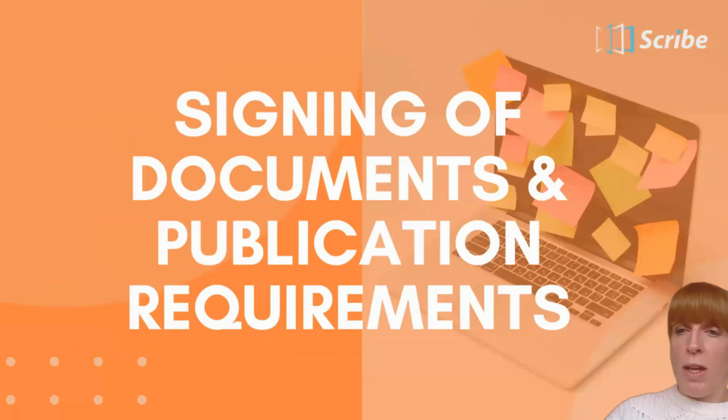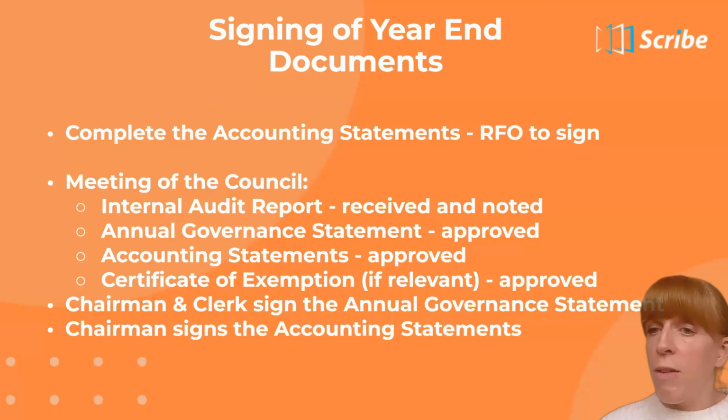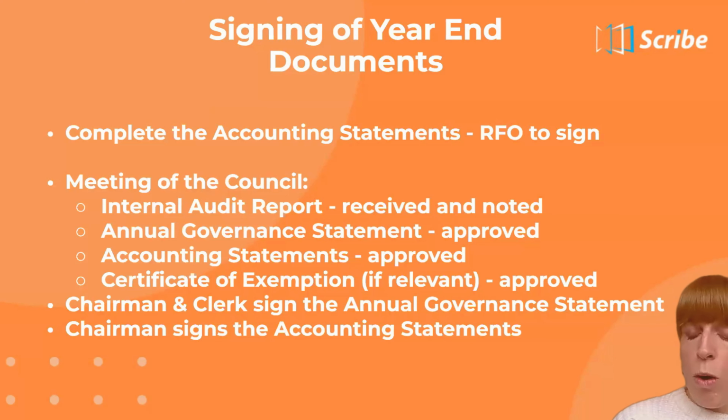I'm not going to spend too long on this because it's more of a list of the things that you need to do. Again, you can review on the slides or refer to the specific auditor documentation that will take you through this. But basically, once the accounting statements are completed, the RFO will sign them off. Then you'll have your meeting of the council, as we talked about, that hopefully you've got scheduled in, where you will receive and note the internal audit report, complete and approve the annual governance statement, approve the accounting statement, and then if the certificate of exemption is relevant, approve that as well, and then sign it all off.